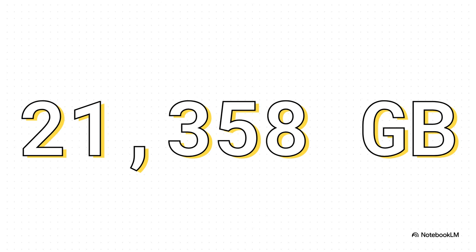And to put that data tsunami into perspective, just look at this number. According to research from Archive, a single Ethereum archive node, that's the entire history of the chain, is over 21,000 gigabytes. That is massive. And by the way, Solana's ledger, it's even bigger, blowing past 150 terabytes. Trying to analyze that raw data yourself isn't just hard. It's like trying to take a sip of water from a fire hose. It's just not going to happen.